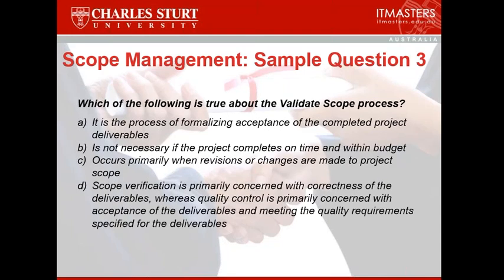The next question is, which of the following is true about the validate scope process? It is the process of formalizing acceptance of the completed project deliverables. It's not necessary if the project completes on time and within budget. It occurs primarily when revisions or changes are made to project scope. Or finally, scope verification is primarily concerned with correctness of the deliverables, whereas quality control is primarily concerned with acceptance of the deliverables and meeting the quality requirements specified for the deliverables.